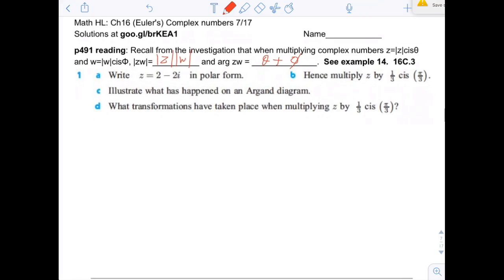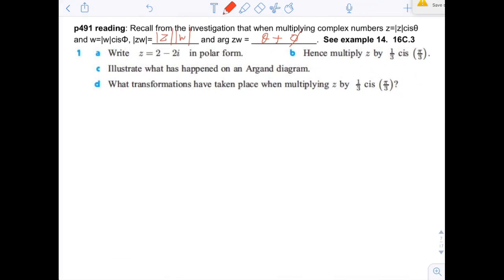Okay, so let's look at 1a. Write z equals 2 minus 2i in polar form. I think the easiest way to do this is to draw a unit circle triangle. So we've got 2 to the right and 2 down, because the real part is positive 2 and the imaginary part is negative 2. So that is 45 degrees down.